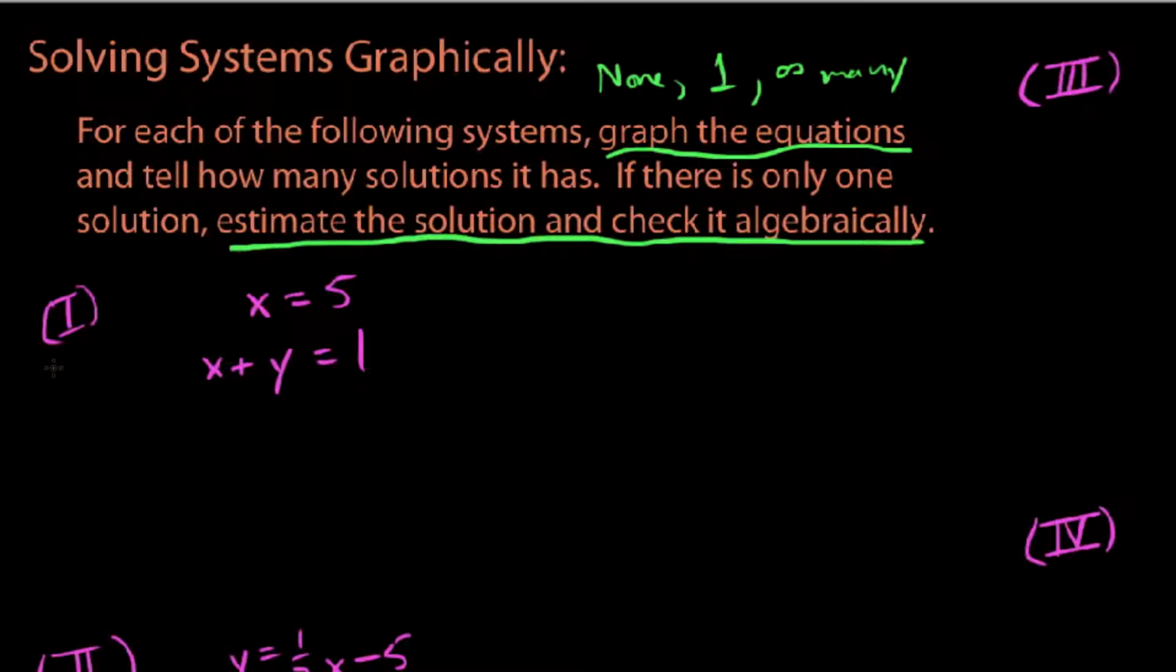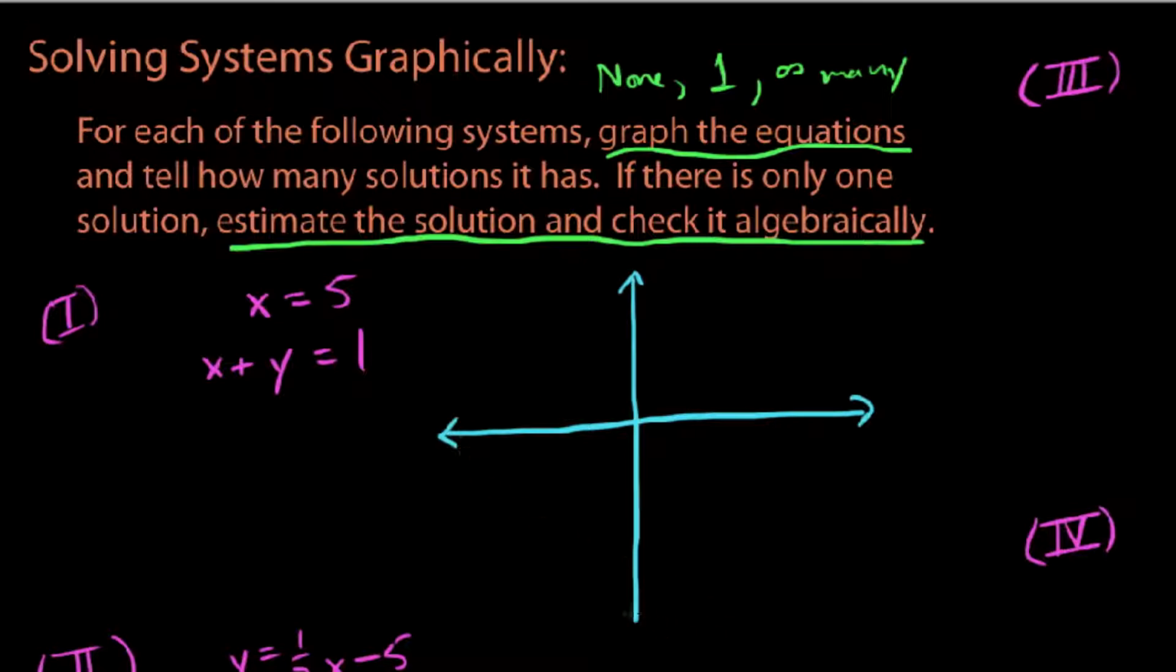Okay, so let's go ahead and start with system number 1 here. We have 2 equations, x equals 5 and x plus y equals 1. So going ahead and sketching this out, x equals 5. Now that's interesting. That is a vertical line. I always have my kids say, well, that's a horizontal line, because my x-axis runs left to right, so they think this must be a horizontal line. No, actually, x equals 5 is a vertical line that passes through the x value of 5.